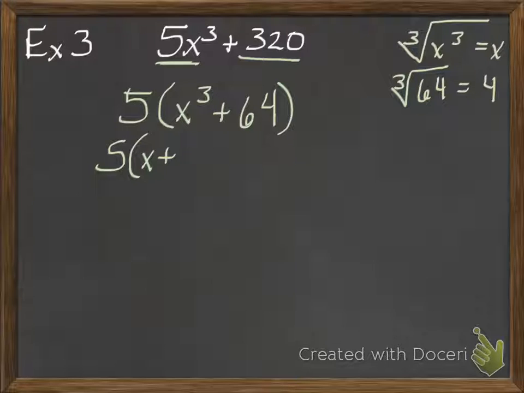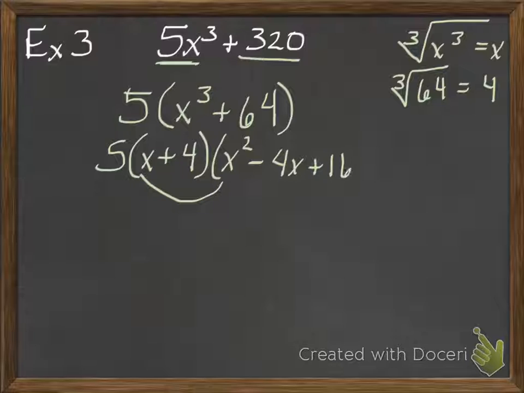x, same sign, 4. You square the first item. Opposite sign. The product, which is 4x, plus square the last, 16. And that's the final answer.